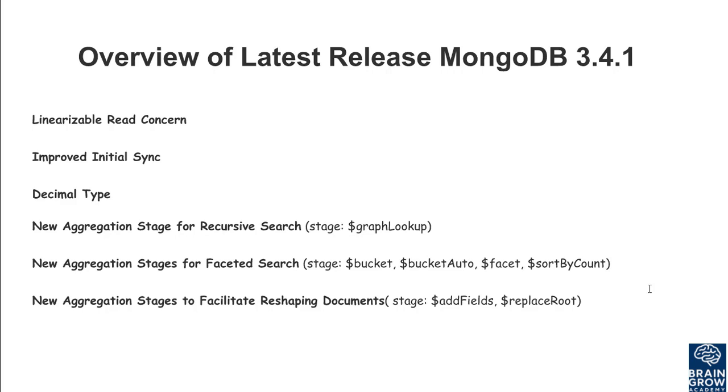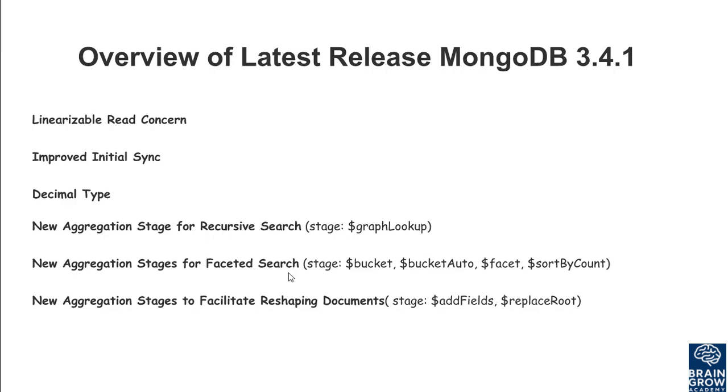The next one is a new aggregation stage for faceted search. Faceted search allows for categorization of the documents into classifications. For this they have introduced stages like $bucketAuto, $facet, and $sortByCount. These are the stages that came with this. We'll see all these stages in detail when we discuss this, so don't worry, I'll tell you each and everything in detail in the coming lectures.